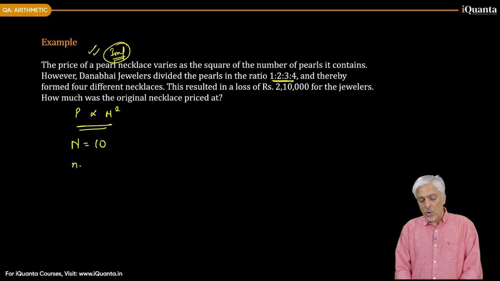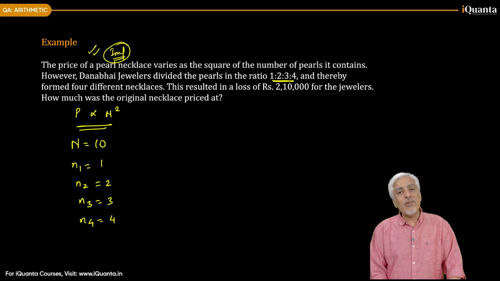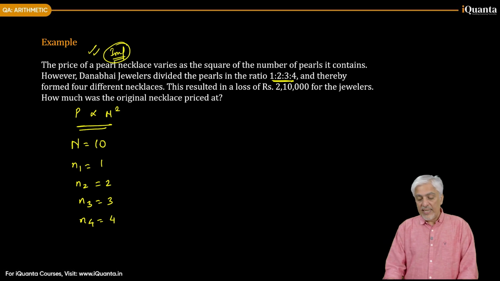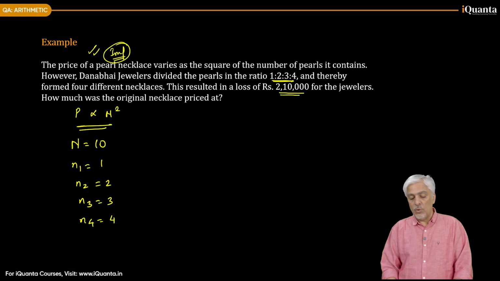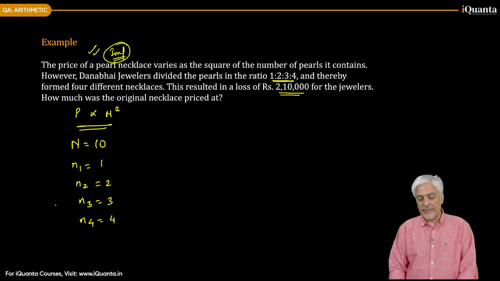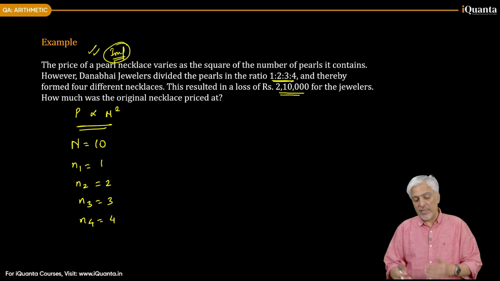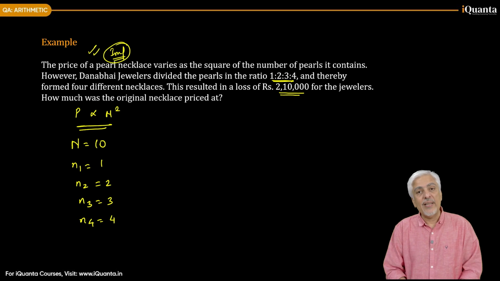And now all the 4 new necklaces have 1, 2, 3 and 4 pearls, and they have formed 4 different necklaces. This resulted in a loss of rupees 2,10,000 for the jeweler. How much was the original necklace priced at? Now, such questions, when there are a lot of terms, should always be done by the K method.